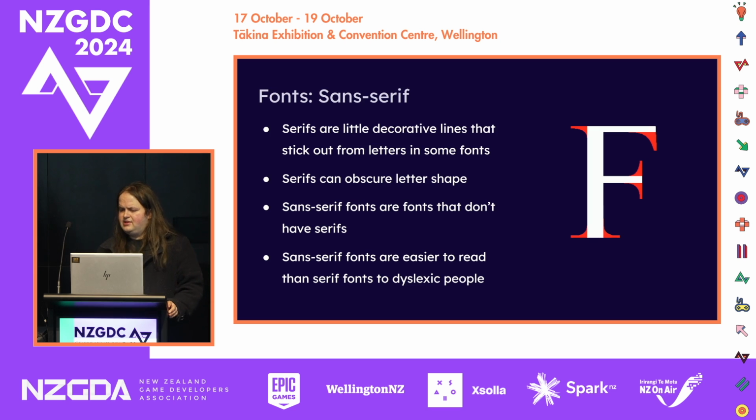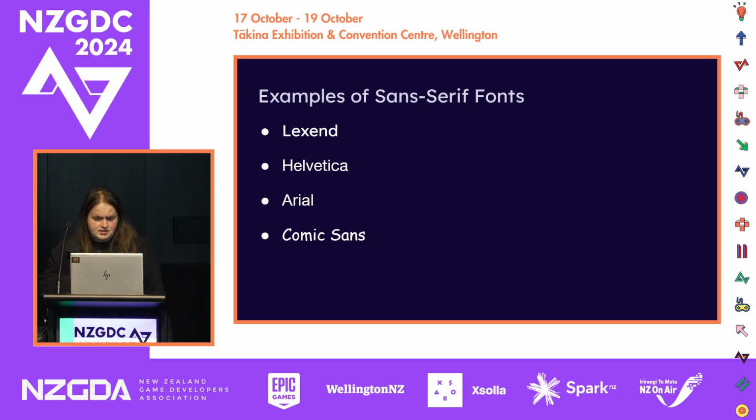The main thing is to use a sans serif font. Serifs are those little decorative lines that you see protrude from letters in some fonts. The red things you can see on the CF here, those are serifs. These can obscure the shape of a letter and make it harder to tell at a glance what a letter is, which is a big issue, especially for dyslexic people. Sans serif fonts, for those of you that don't speak French, are ones that do not have these serifs. Some examples of sans serif fonts that are free and easy to use include Lexend, Helvetica, Arial, and Comic Sans. And yes, I'm serious about Comic Sans. It is an easy font to read, even if most graphic designers will crucify you for saying that.